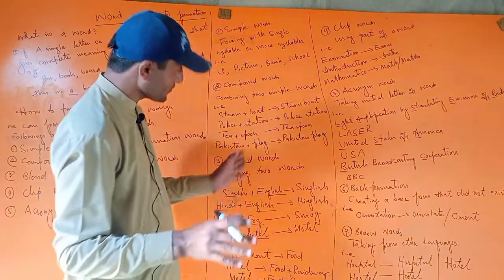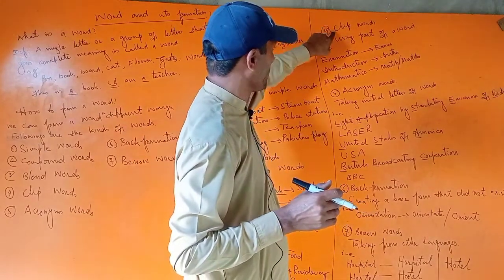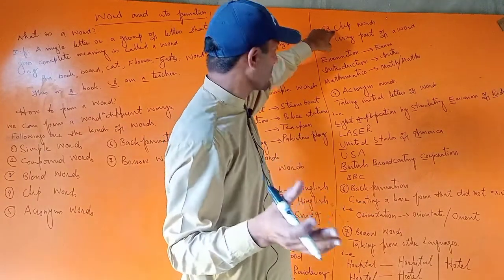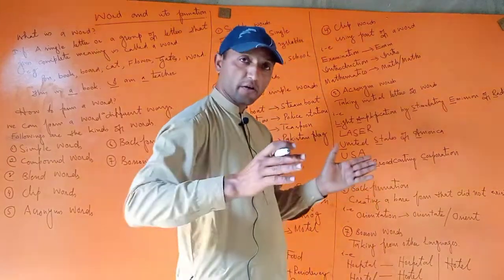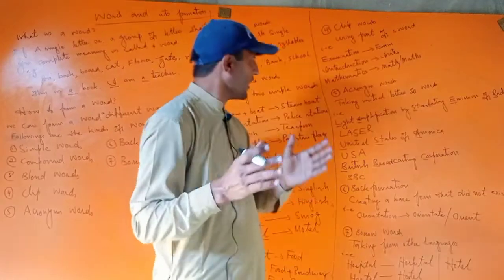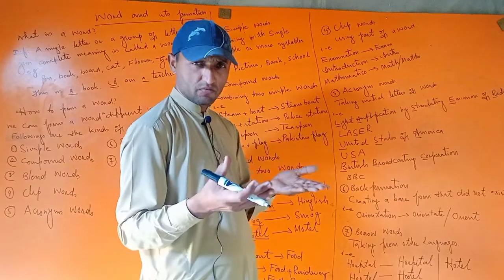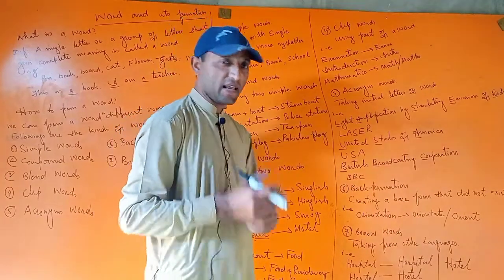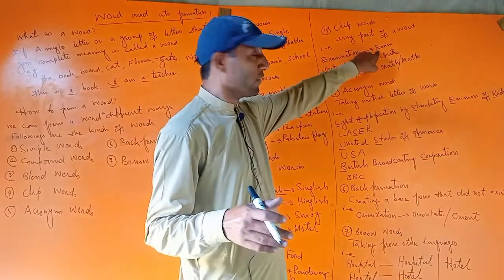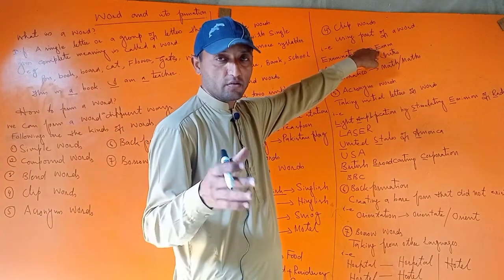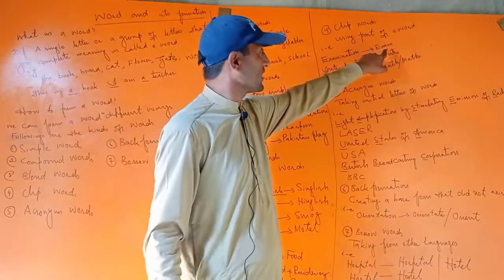So now come to the next topic. The next kind of word is the clip, or you can say clipping, using part of a word, not the whole word. We can form clip words when we take part of any word that exists in any language. Suppose we have examination. We can say it as exam. So examination is a word, but in a short way it's exam.